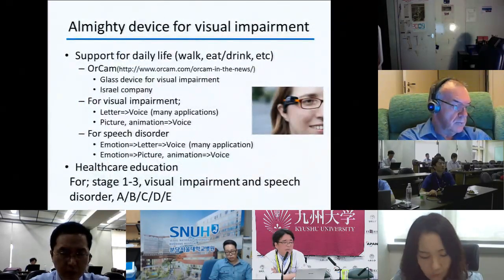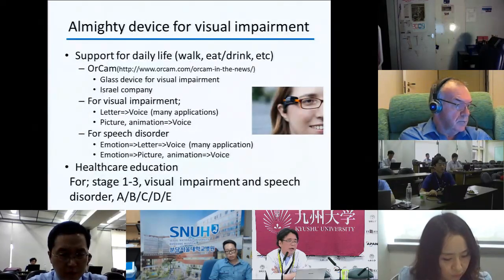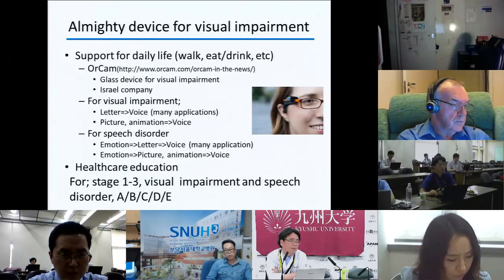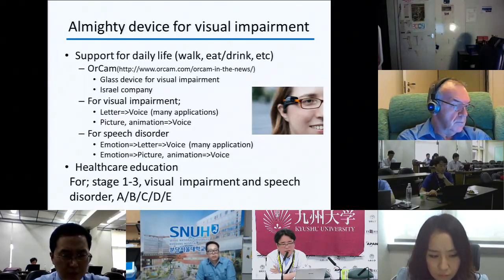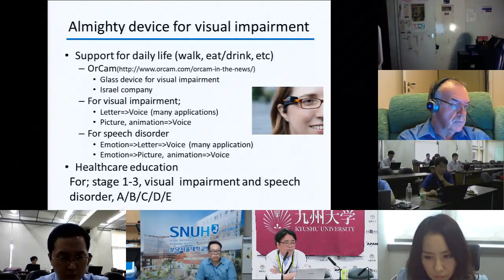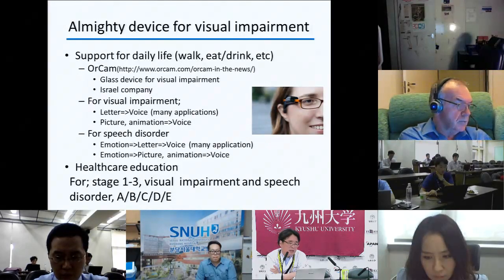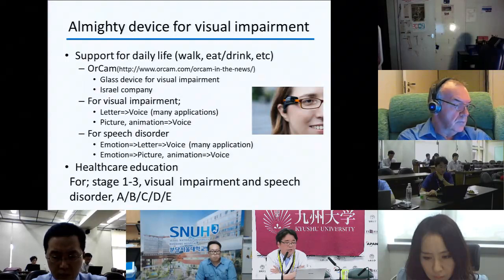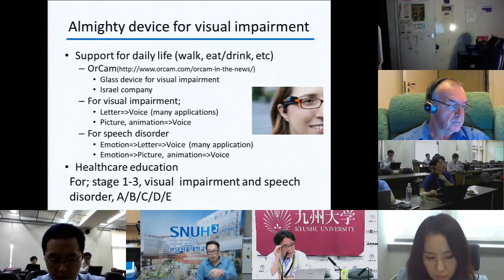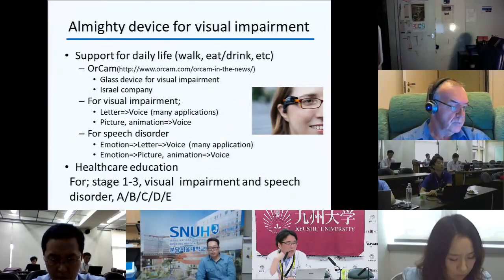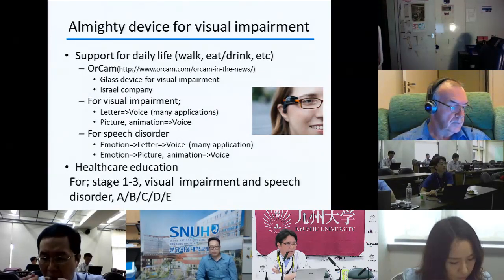And this is a very new and innovative product, a kind of pilot study, I think. An almighty device for visual impairment or others, for example speech disorders. This is just put on with glasses, okay, from an Israeli company, OrCam.